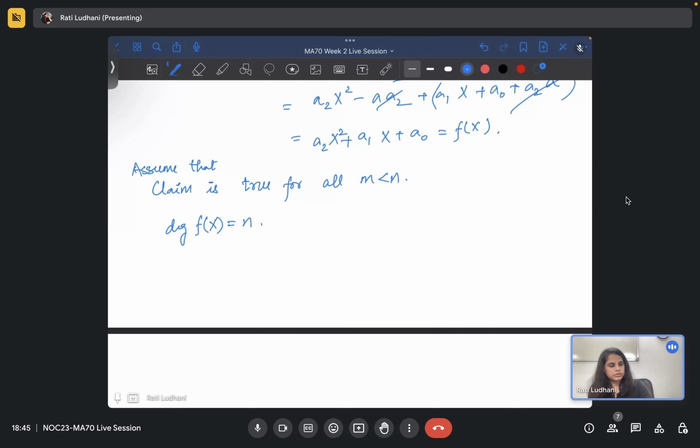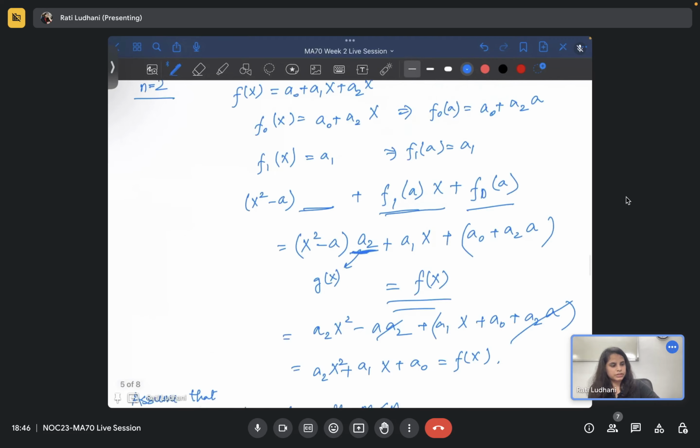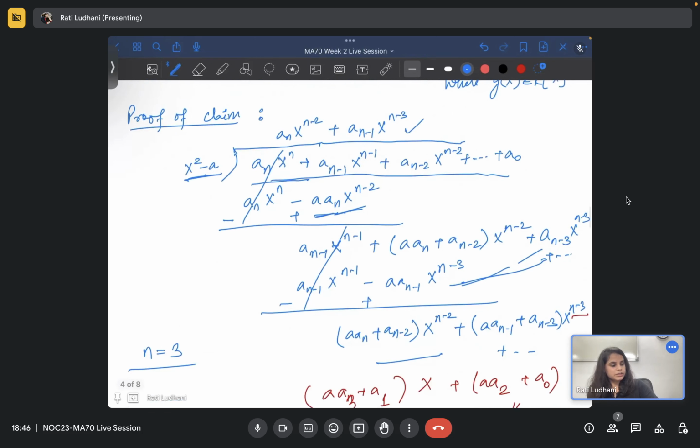So what I'm saying, can we do something on f(x) so that I can get hold of one step? Okay, what I'm saying is you divide by x square minus a. We did that here. So you divide f(x) by x square minus a, then you get this expression.